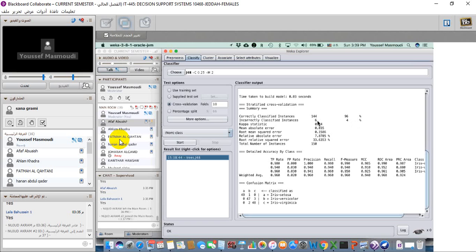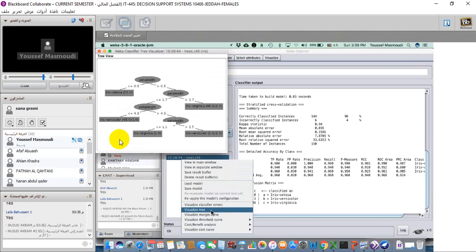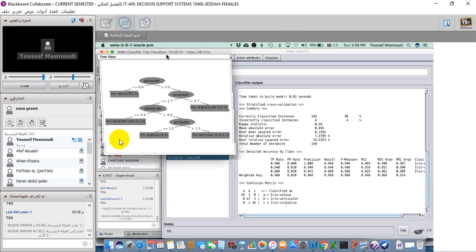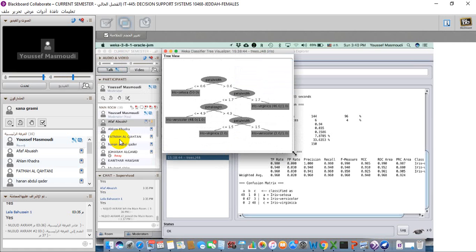Based on which model? I want to see the model. Let me show you the model produced by this algorithm. I will go here and click with the right button of the mouse. I will click right, and then I will choose Visualize tree. I will click and you will find here the tree. Okay, you will find the tree.